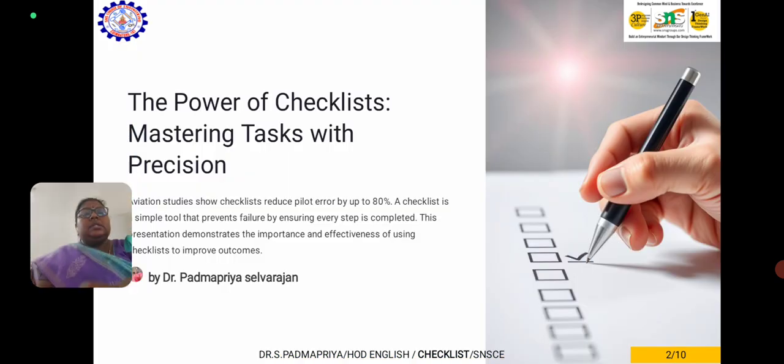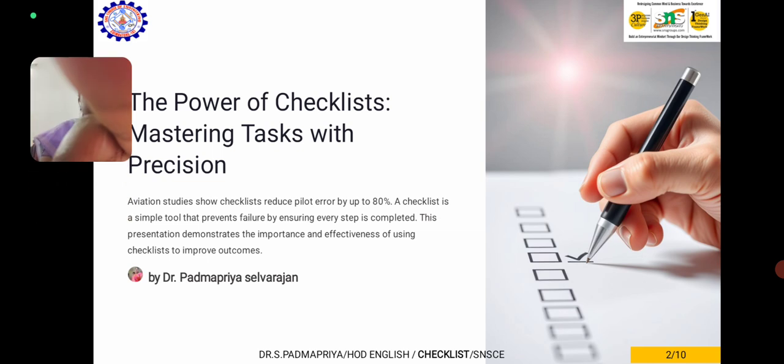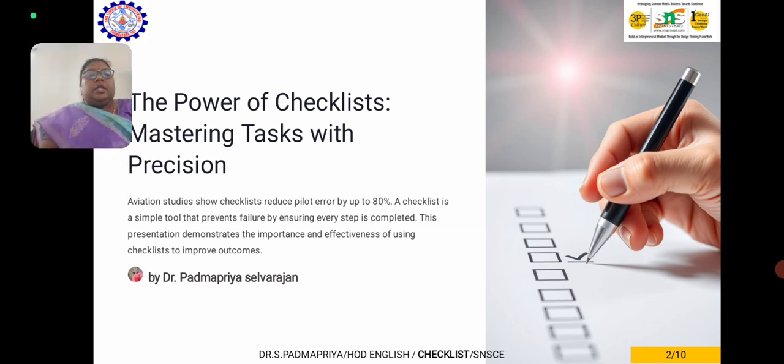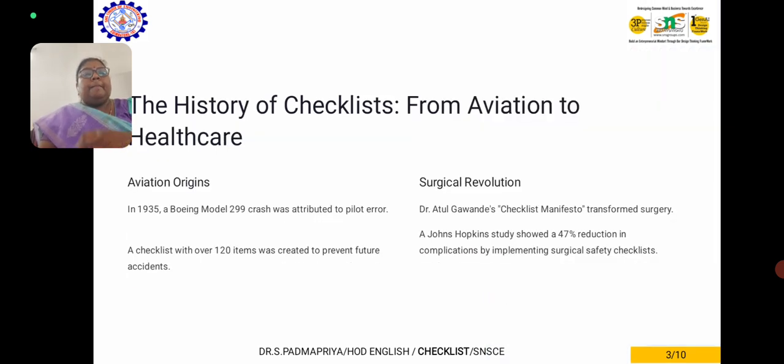How does this checklist support you in mastering the session? It helps to reduce errors by up to 80%, which will help you to prevent failures by ensuring every step-by-step process. This presentation demonstrates the importance and effectiveness of using checklists to improve outcomes.